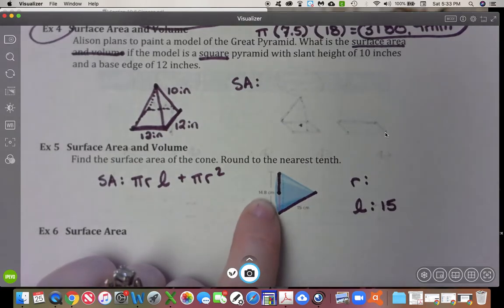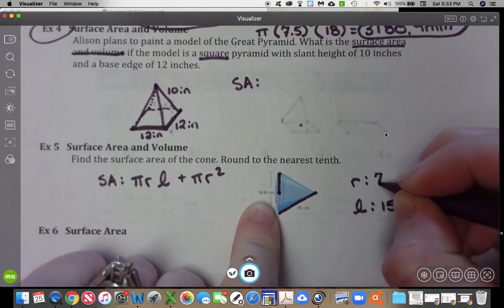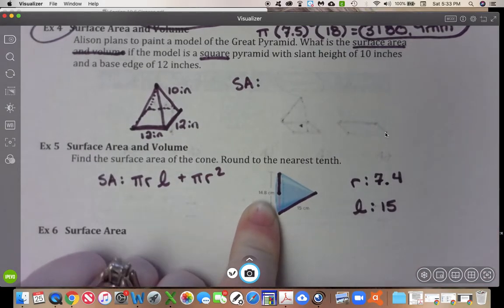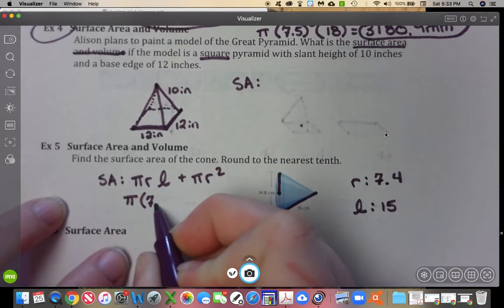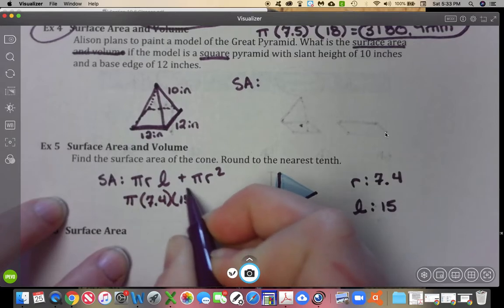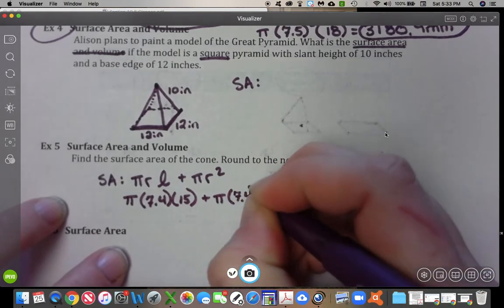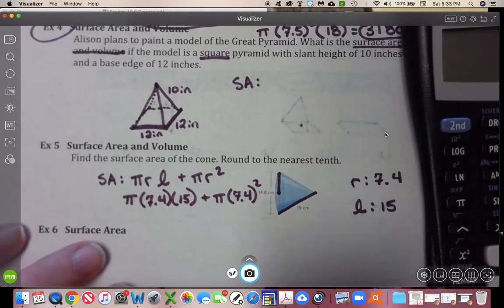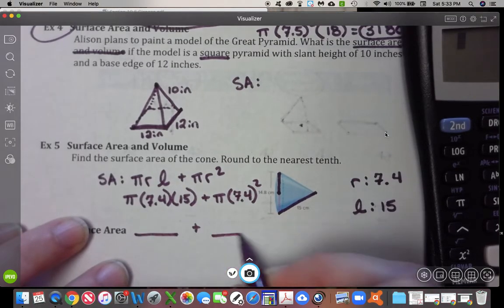Think about in your head, what's half of 14.8? Half of 14 is 7. Half of 8 is 0.4. So 7.4 is my radius, and now I just plug in. So pi times 7.4 times the slant height, which is 15, plus pi times 7.4 squared. I'm going to type the first part in, then the second part, and we'll see what we get.